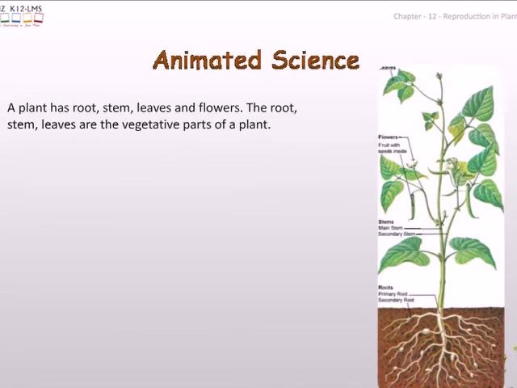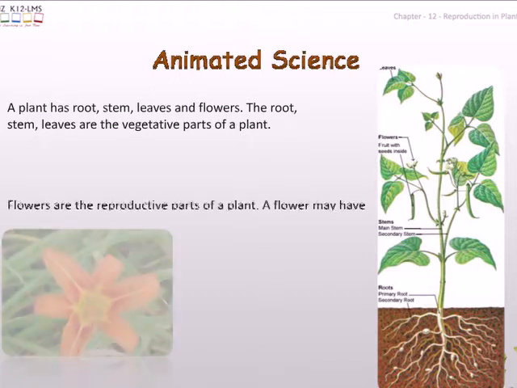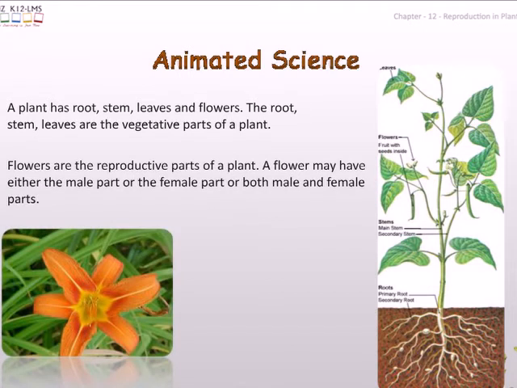A plant has root, stem, leaves, and flowers. The root, stem, and leaves are the vegetative parts of a plant. Flowers are the reproductive parts of a plant. A flower may have either the male part or the female part or both male and female parts.